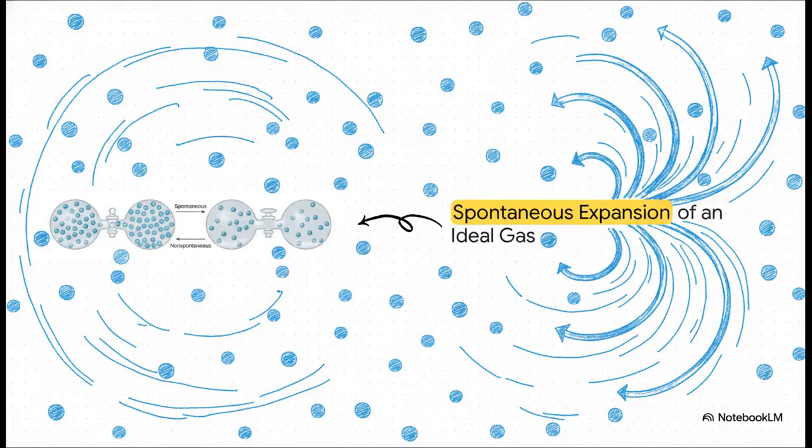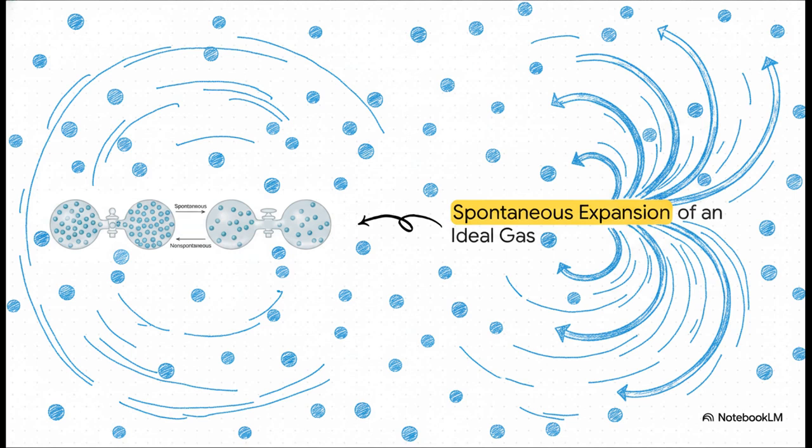Picture this. If you open a valve between two flasks, the gas inside naturally rushes to fill both, right? It does this because a more uniform dispersal of matter is simply the highly probable outcome. The molecules were previously confined to a small space. By opening that valve, we increase the available volume, and the gas spreads out.